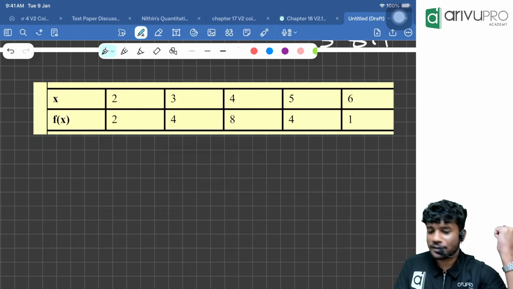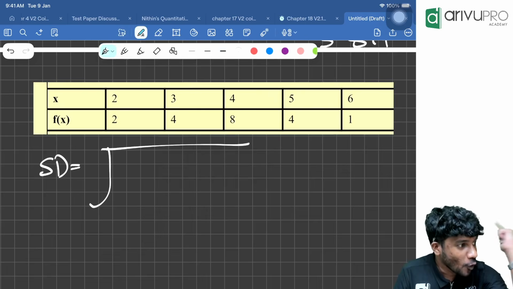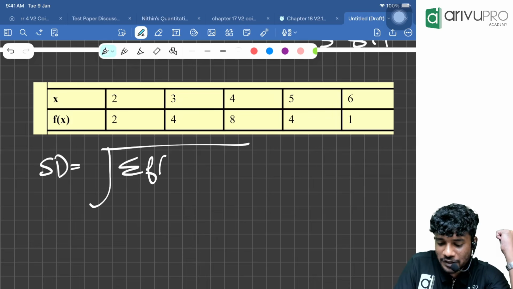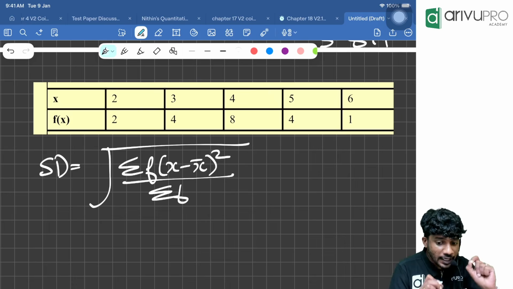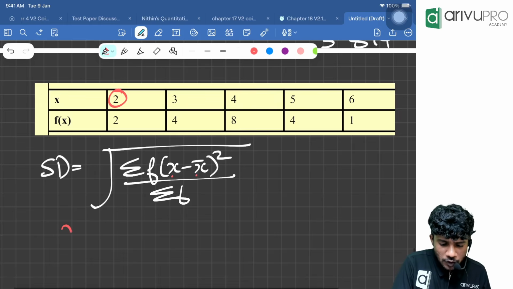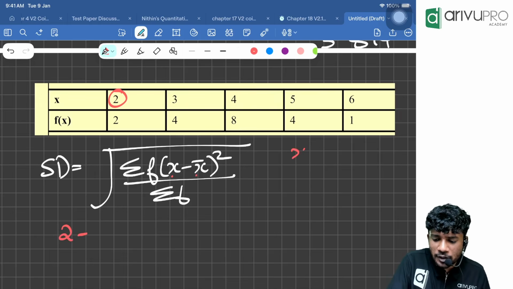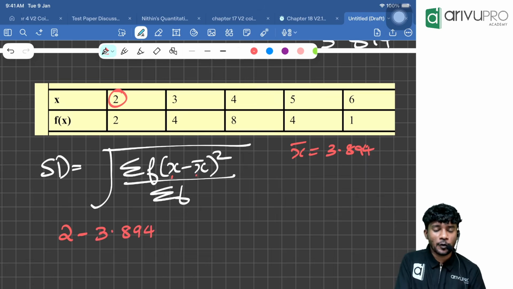Now, standard deviation. What is the formula for standard deviation? For group data, first time we are going to do root of sigma f into x minus x bar the whole square divided by sigma f. Now do it with me very carefully. X minus x bar means what, people? We need to take first x value, that is 2 minus, how much was the x bar value we have? That is 3.894. 2 minus 3.894. That means I found x minus x bar.